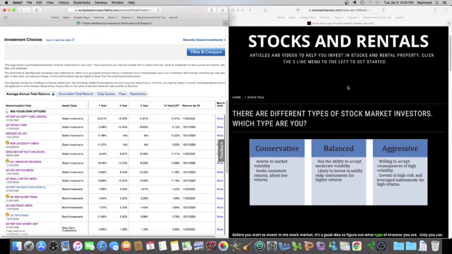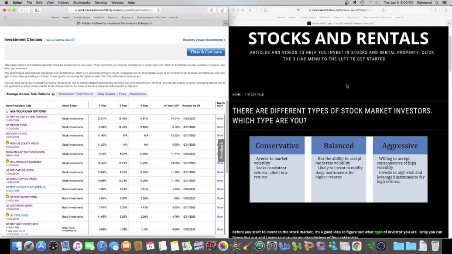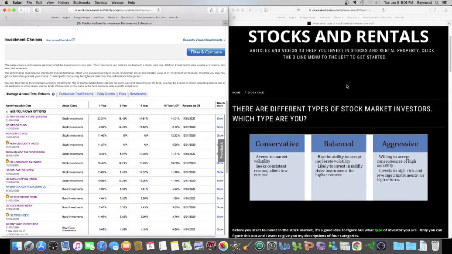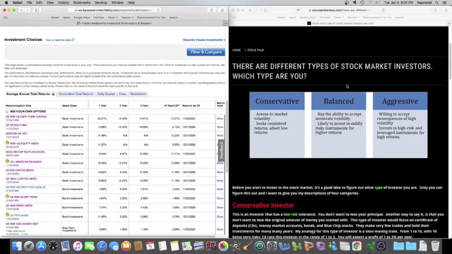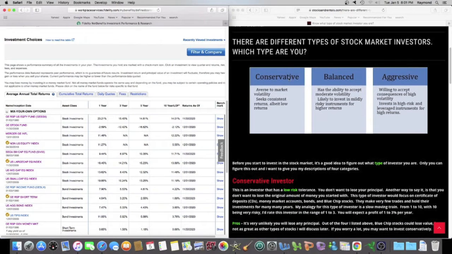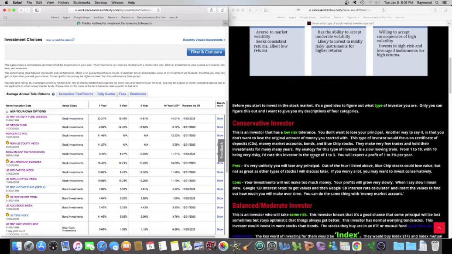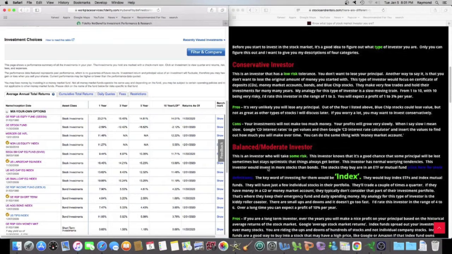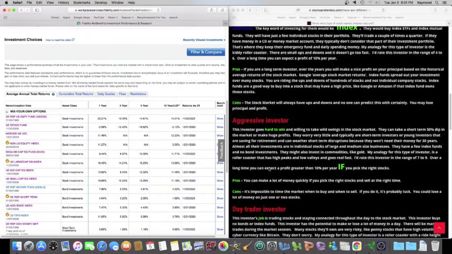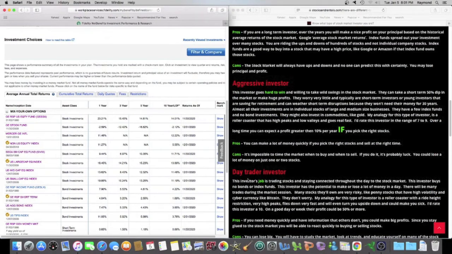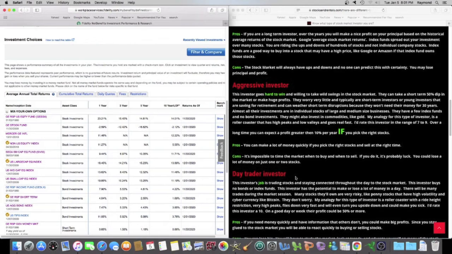So this is my website, stocksandrentals.com, and I created this article so you guys can figure out what type of investor you are. So I have 3 listed here: conservative, balanced, and aggressive. And if you decide to come here and you want more detail, I take my time and talk about actually 4. I included a day trader, what they do, and their risk tolerance.